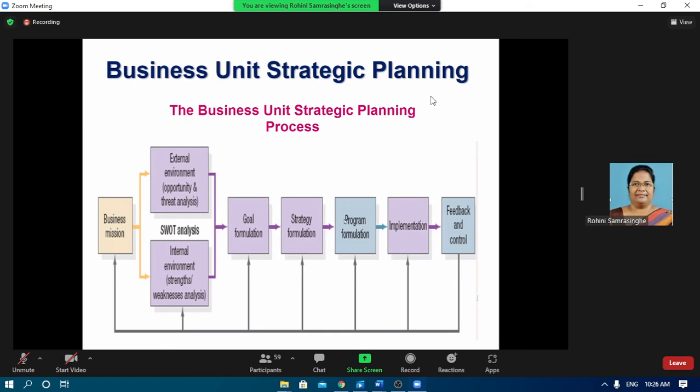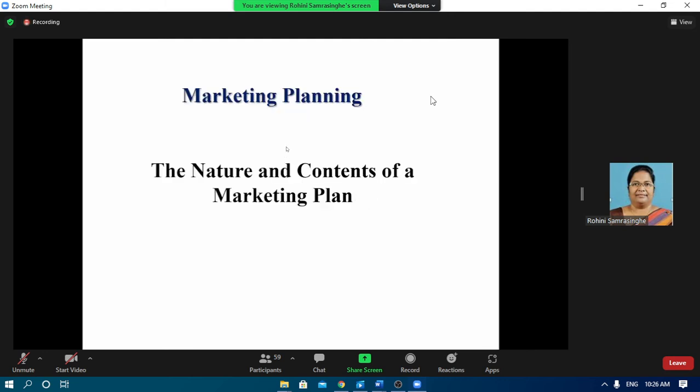After that, they can develop programs to implement for the next planning period while controlling and getting feedback of the entire plan, right? But our focus is relating to the marketing plan. So here you can understand the nature and contents of the marketing plan. Simply, the marketing plan, I think you can remember, we discussed under the functional level plan. I think everybody can remember what it is, right?